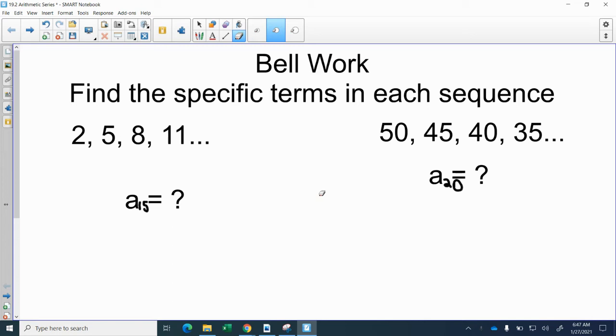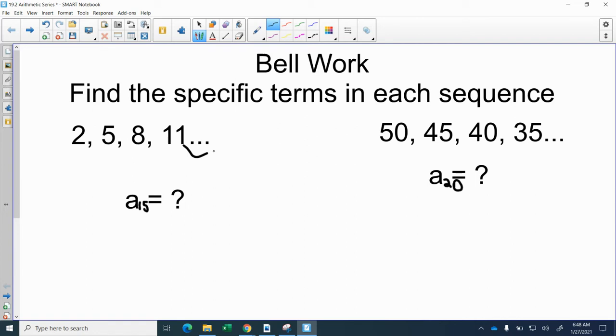For example, in this one, if I wanted to find a of 15, okay, well, just let me make sure my pen works. Takes a minute. Sorry about that. There it goes.